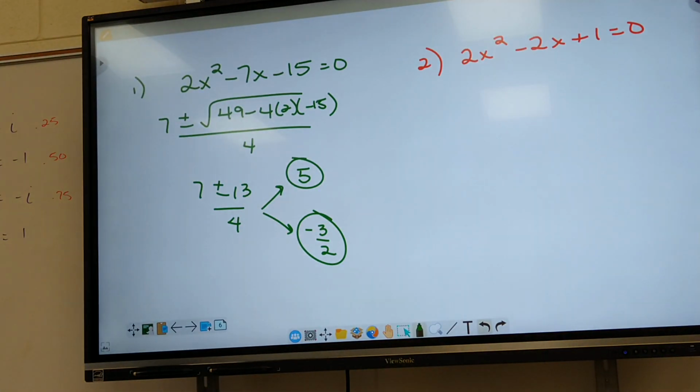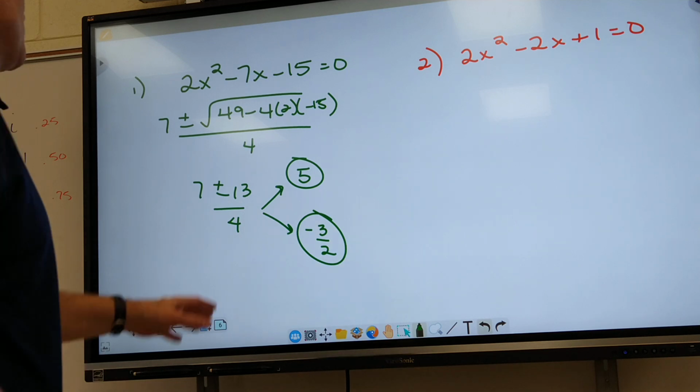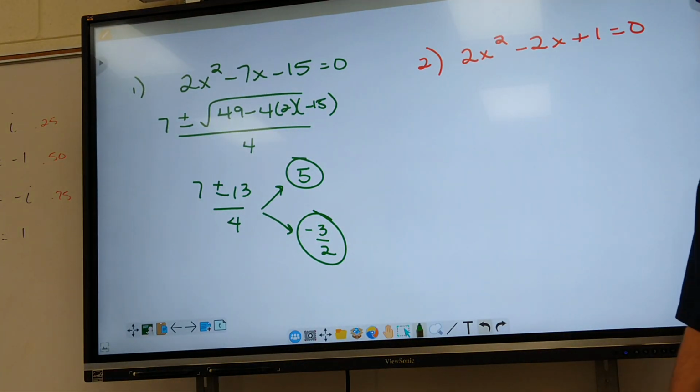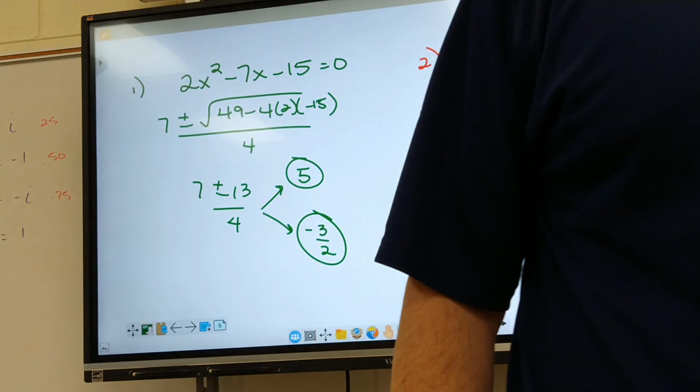All right, so your first 2 problems on your final exam are going to be the quadratic formula. Nothing hard about that. So y'all do number 2, and we'll check it.